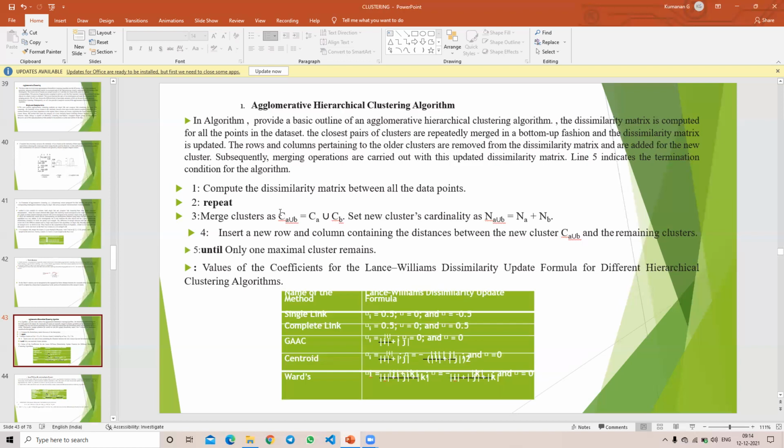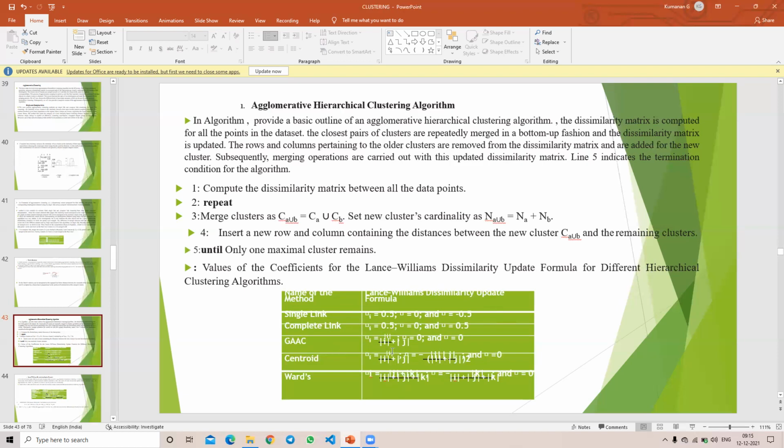Next, let's see the values of the coefficients for the Lance-Williams dissimilarity. In the upcoming slide, we will see the Lance-Williams dissimilarity update formula for different hierarchical clustering methods, with the names of the methods. Single link: alpha equal to 0.5, beta equal to 0, gamma equal to minus 0.5. Complete link: alpha equal to 0.5, beta equal to 0, gamma equal to 0.5.